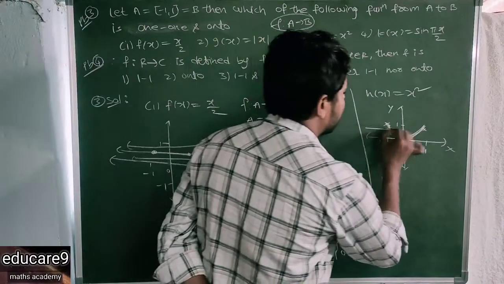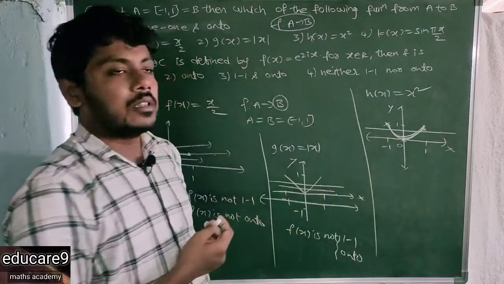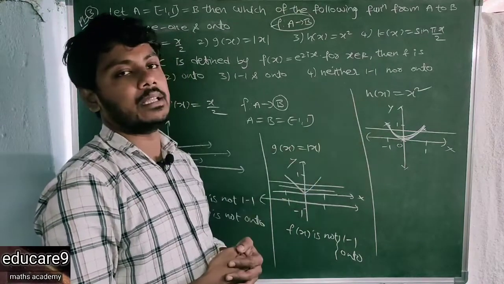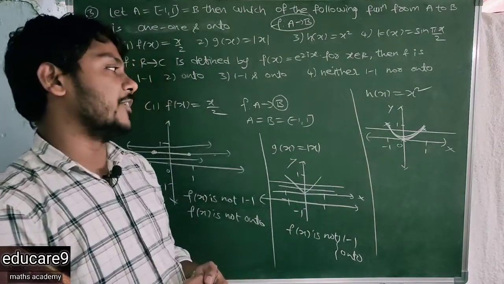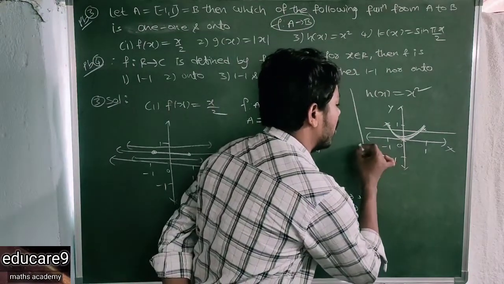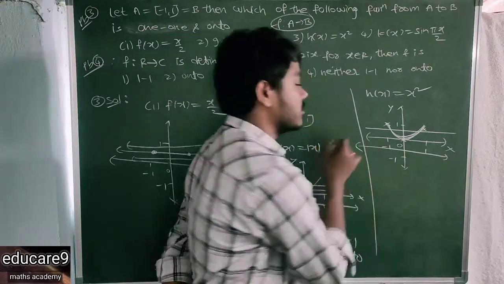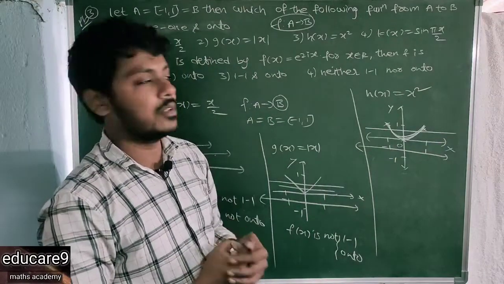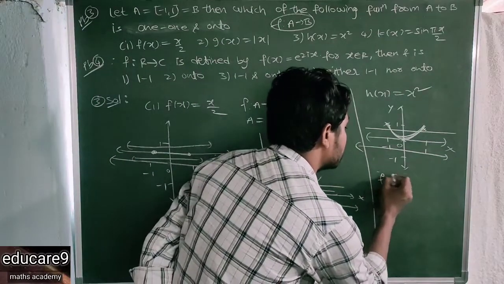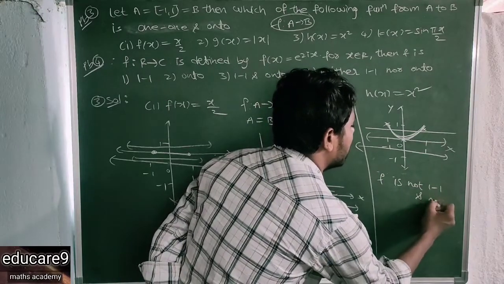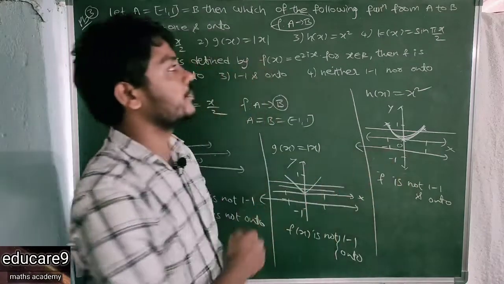So here also draw the horizontal lines. That horizontal line touches the given graph at more than one point. In this case, f of x is not 1-1. And draw the horizontal lines below the x-axis. But this line does not touch the given graph. Therefore, it is neither 1-1 nor onto.